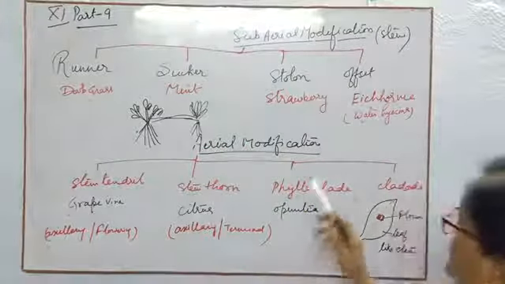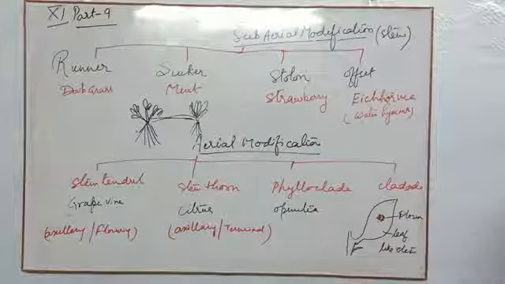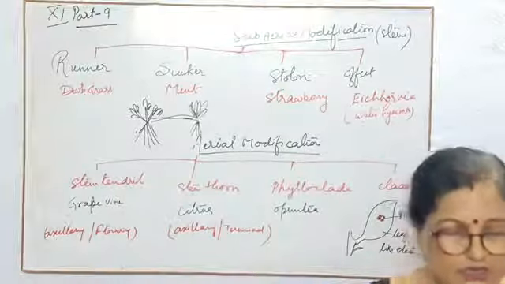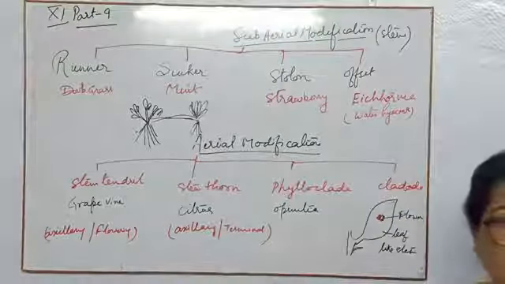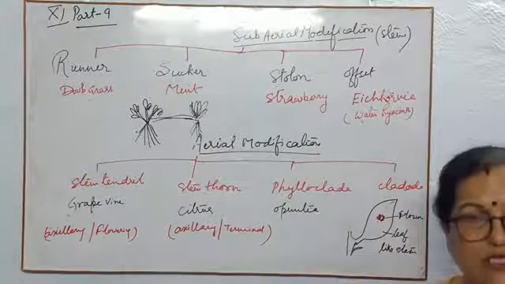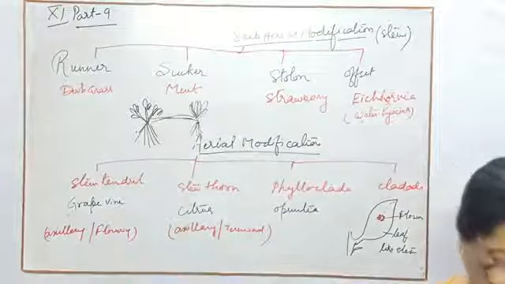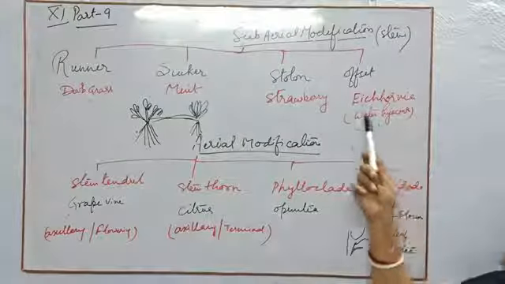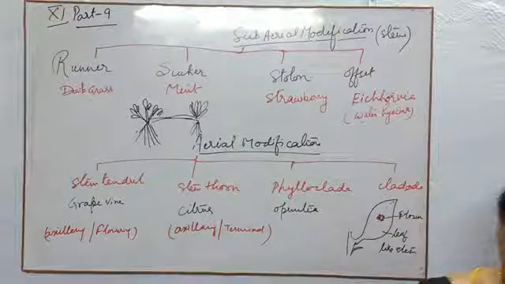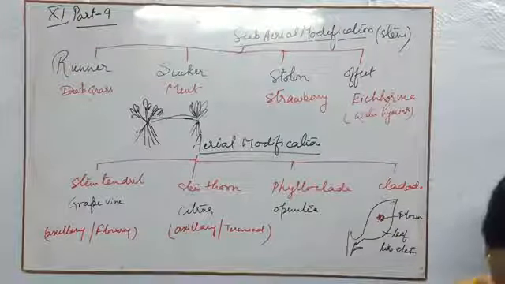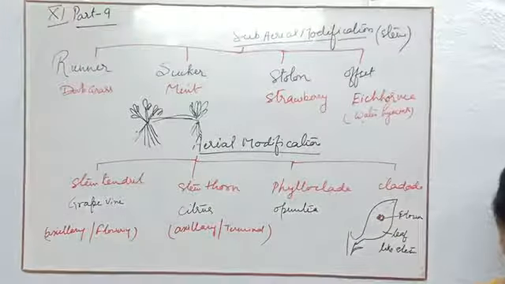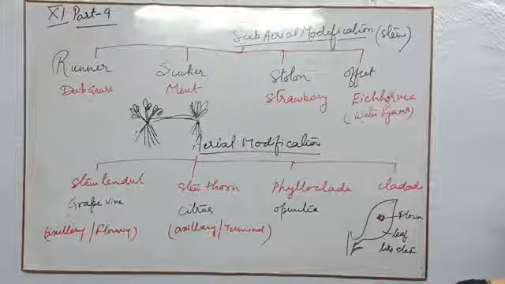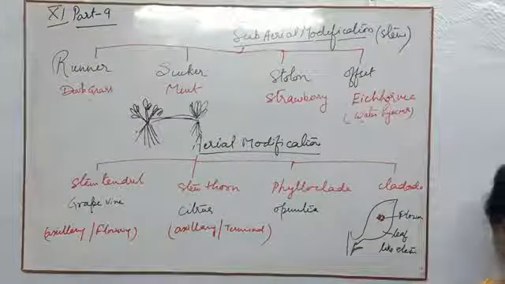And the last one, offset. Children, you have seen in the water bodies so many green leaves arranged on the water. They are known as pistia. Pistia is also water hyacinth. These are leaf-like structures, and the stem changes into a near leaf-like structure.